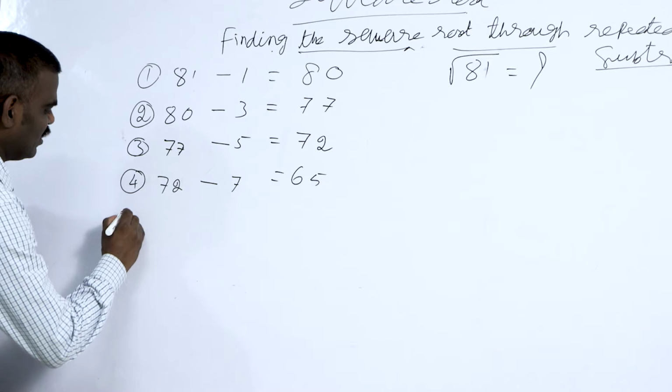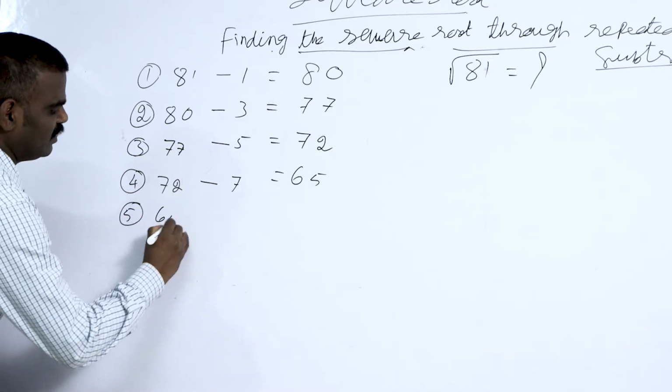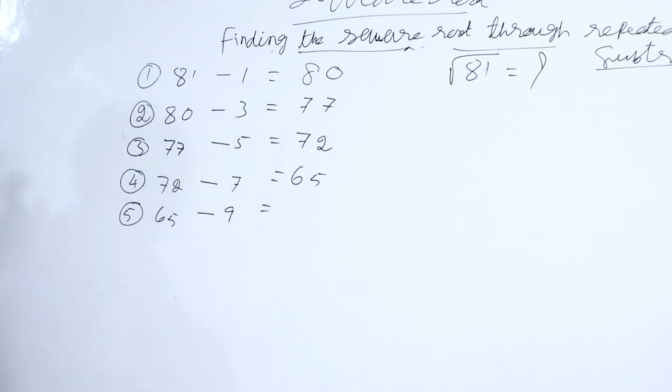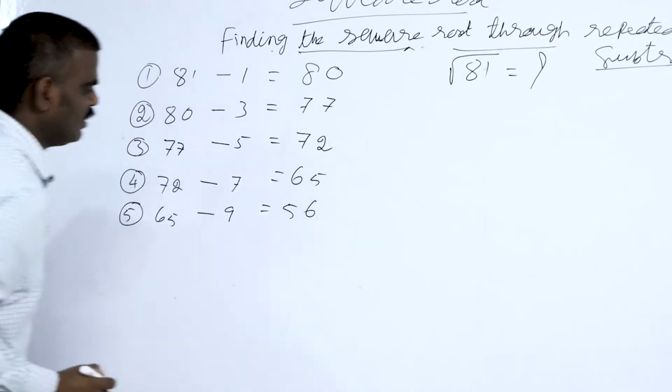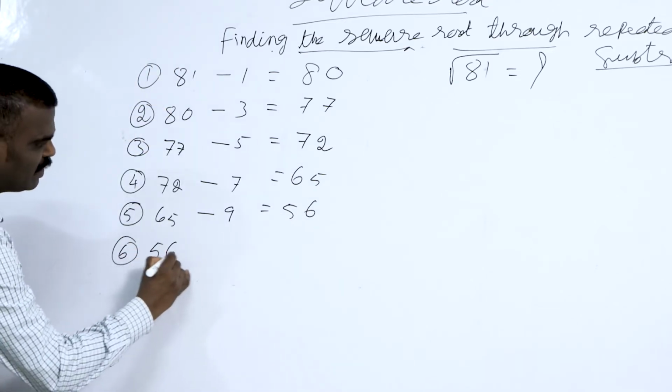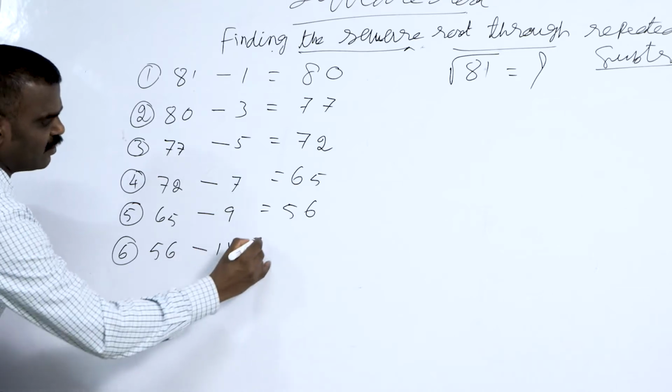65, good boy. Next, 65 minus, what is the next odd number? 9. 65 minus 9, how much? 56. 6 steps. 56 minus, up next is 11.